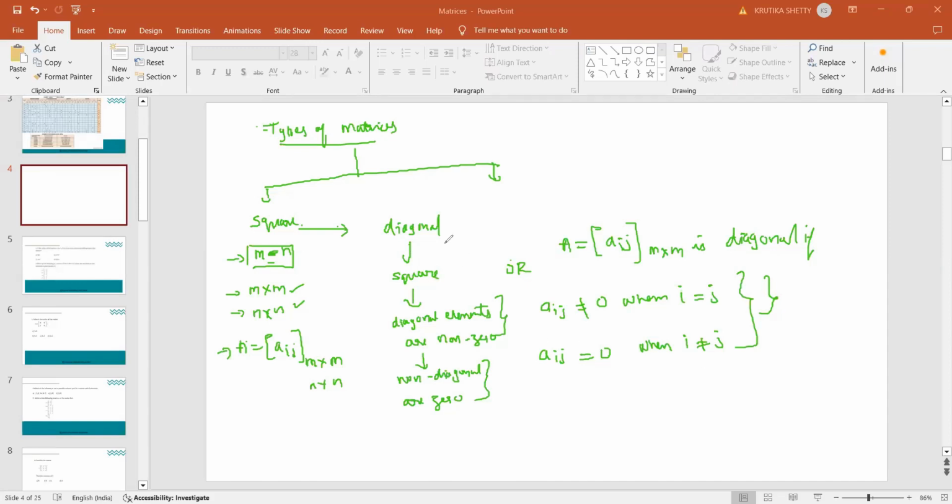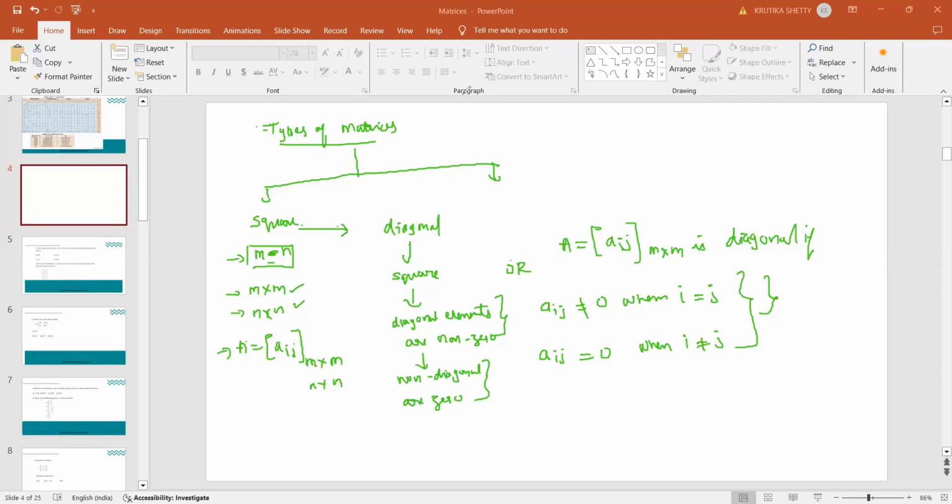Okay, diagonal matrix. A square matrix is said to be a diagonal matrix if diagonal elements are non-zero and non-diagonal elements are 0. This you can write in the form of a condition. See, aij will not be equal to 0 when i is equal to j; such elements are called diagonal elements. And when i is not equal to j, these are called non-diagonal elements, so aij will be equal to 0. Hope the diagonal definition is clear.